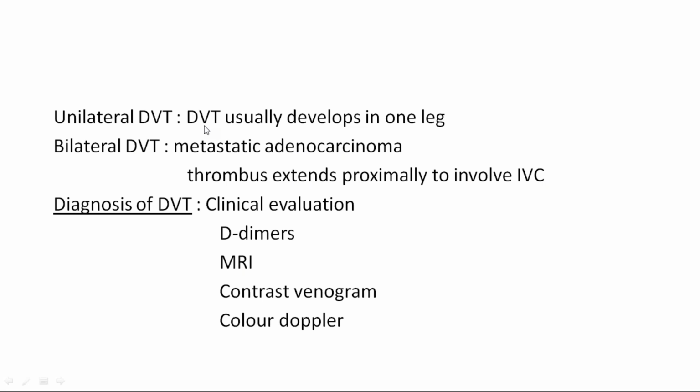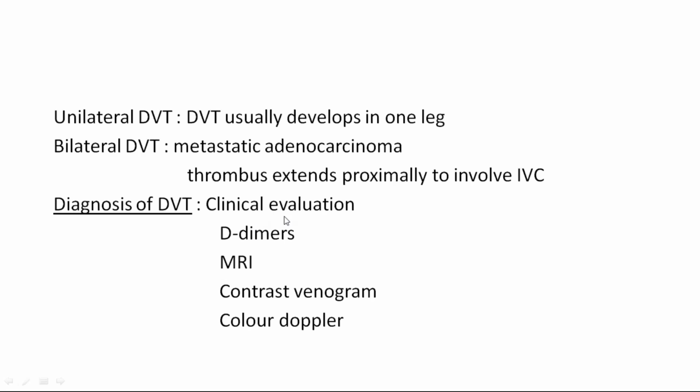The types of DVT are unilateral DVT. DVT usually develops in one leg, and in certain conditions we can see DVT in bilateral conditions like metastatic adenocarcinoma and thrombus extending proximally into the IVC.